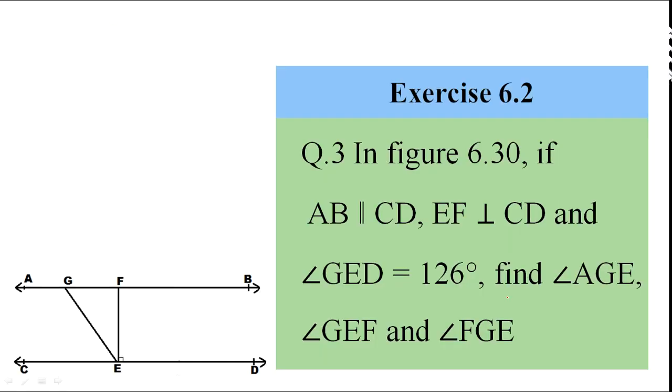Okay, now we are moving to question number 3 in figure 6.30. If AB is parallel to CD, you can see AB is parallel to CD, and EF is perpendicular to CD. Obviously, it will be perpendicular to AB as well, and angle GED is 126 degrees. Find angles AGE, GEF and FGE, almost all the angles formed at G. Okay, GED is 126 degrees.